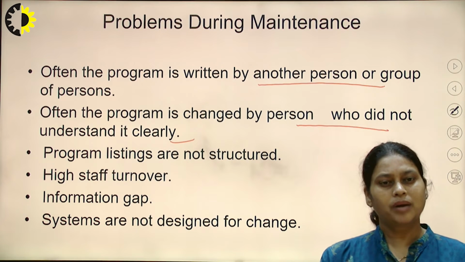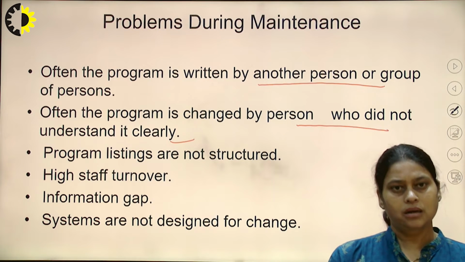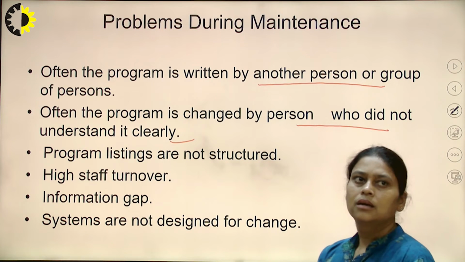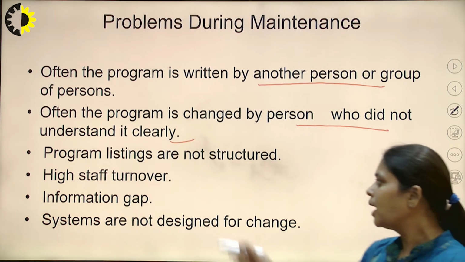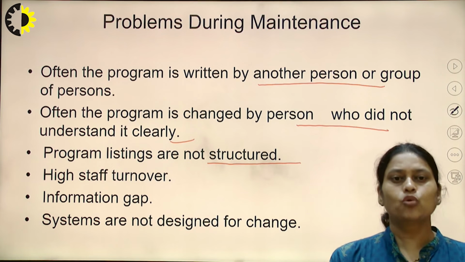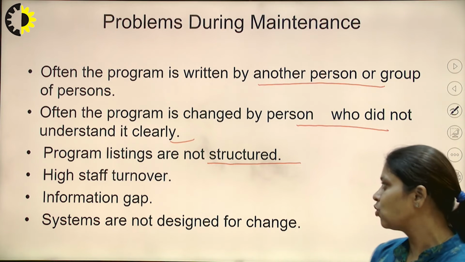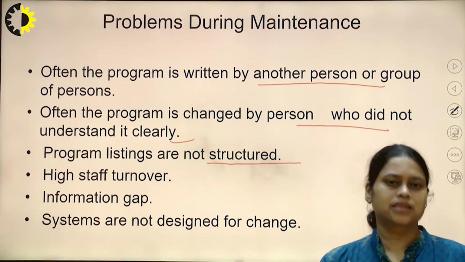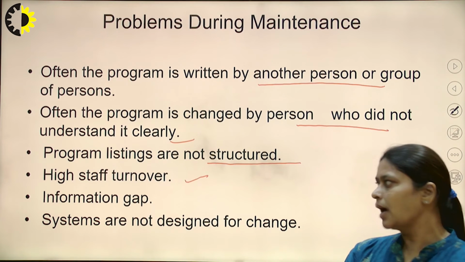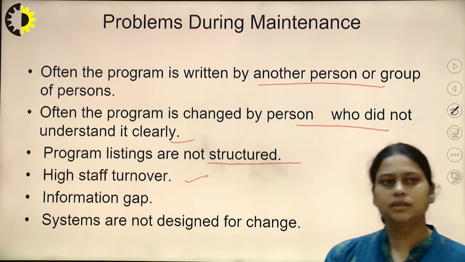Second, the program is changed by a person who did not understand it clearly. If the program is written by one developer who does not have deep clarity about the system, then there is a problem during maintenance. And program listings are not structured. As I have already discussed some coding standards in my previous lectures, a program listing is also necessary so that we can easily understand the program logic. And next is high staff turnover. This is also one problem during maintenance.